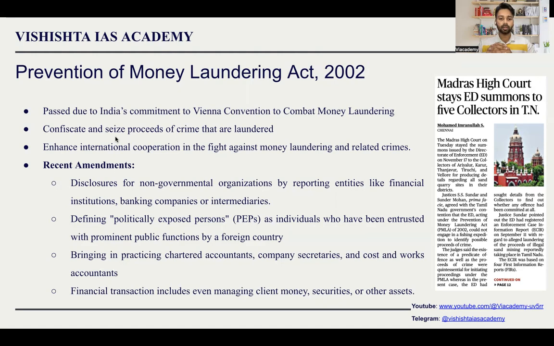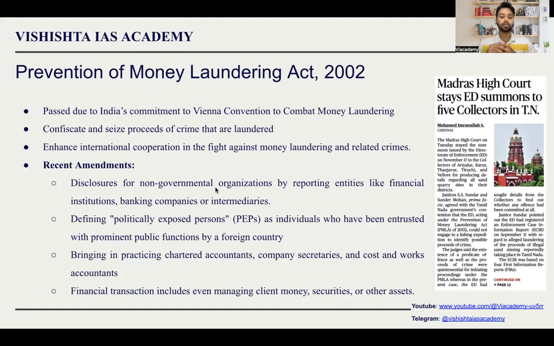The amendment was that the government has made sure some disclosure will be there for NGOs also. There were a lot of reports by the CBI and the Intelligence Bureau that a lot of NGOs are involved in money laundering. So, according to the recent amendments, disclosure will be done by non-governmental organizations also, by financial institutes or banks. If any NGO is having any kind of transaction in a bank, that will be told to the government by the bank.